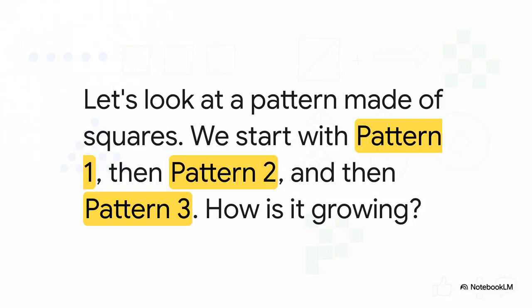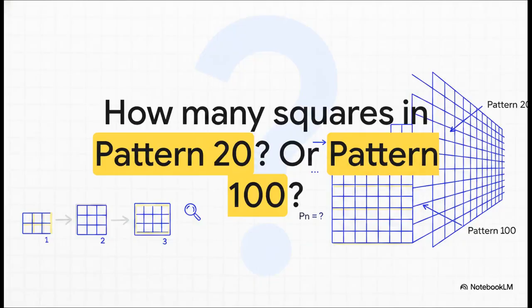Okay, so let's jump right in with a classic example using squares. Take a look here. We've got pattern 1, which then grows into pattern 2, and then into pattern 3. The real question is, can you spot the rule? How exactly is this thing growing from one step to the next? And here's where it gets tricky. How many squares would be in, say, the 20th pattern of this sequence? Or what about the 100th?